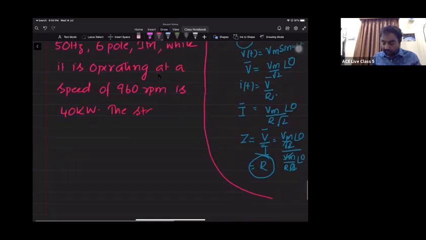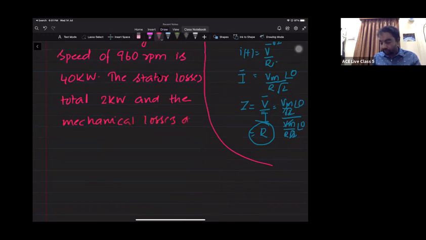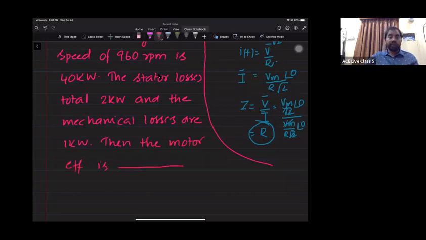The stator losses total 2 kilowatts and the mechanical losses are 1 kilowatt. Then the motor efficiency is dash. Do it. I'll give some time. Motor efficiency is dash.